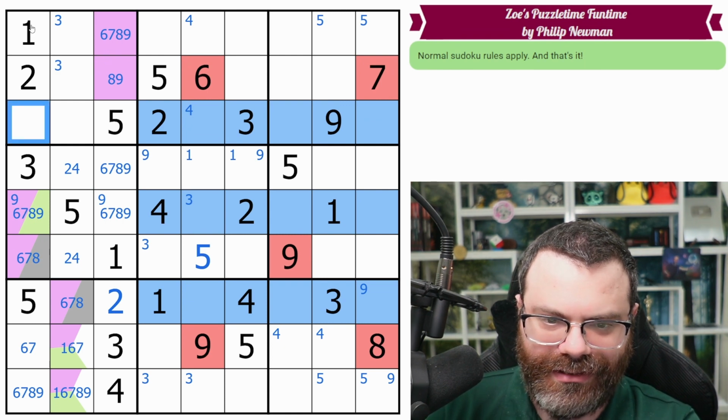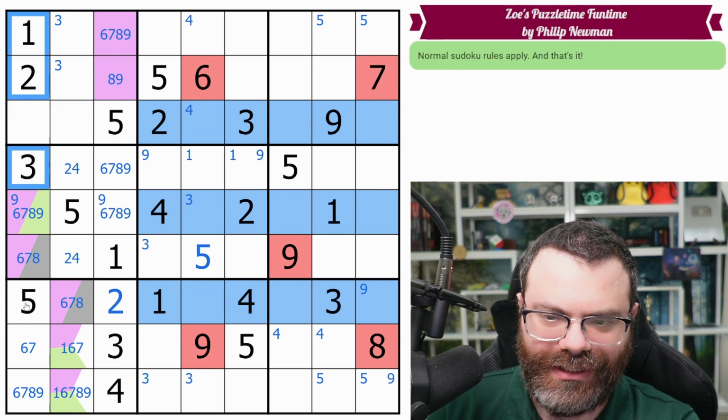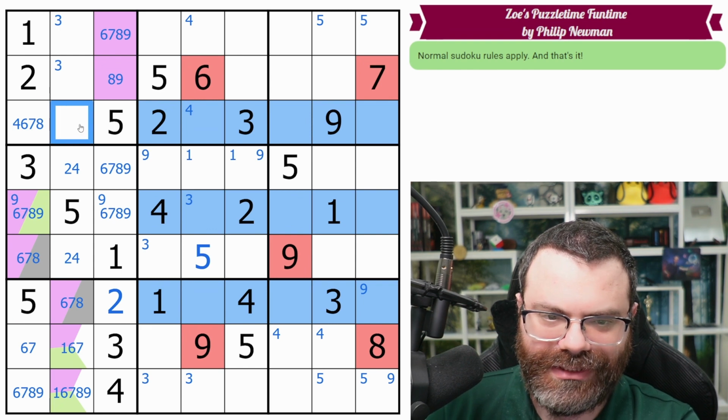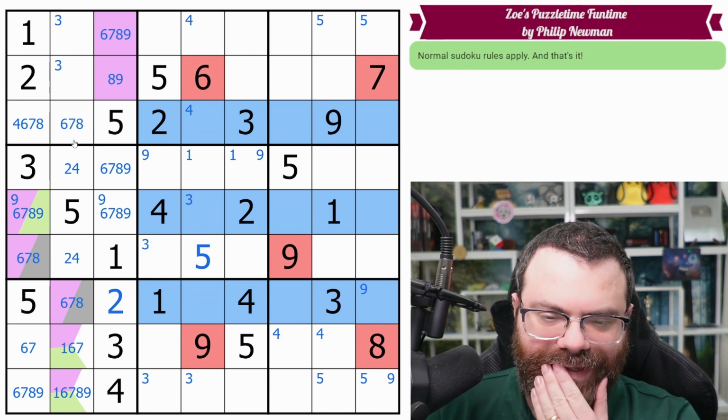Now this cell here, in fact, what are these two? Well, hold on. This one sees 1, 2, 3, 5. So this is from 4, 6, 7, 8, 9, not 9. And this one sees 1, 2, 3. This can't be 4 because of the 2, 4 pair. So it can't be 1, 2, 3, 4, 5. This is from 6, 7, 8, 9. Okay, it's not 9.